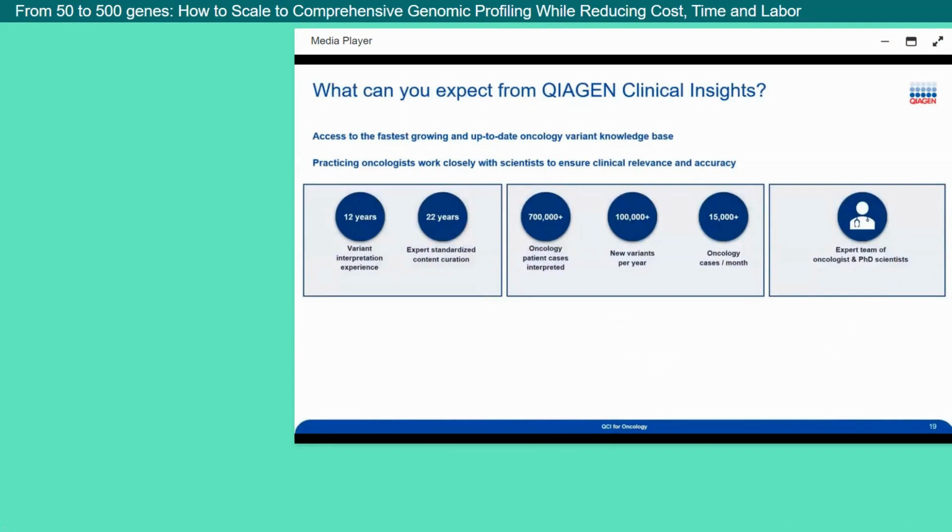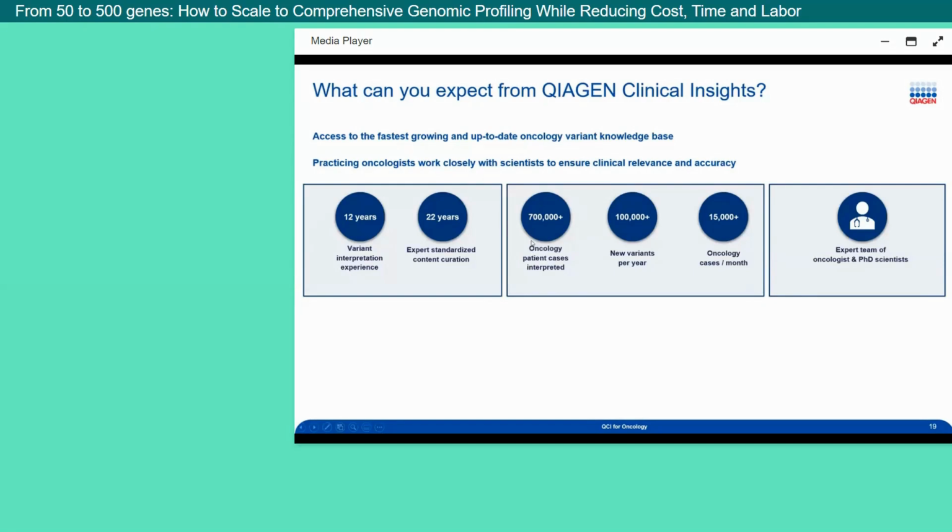So users of QCI Interpret One take advantage of over 20 years of expert curation of genomic and cancer-related literature aggregated in the QIAGEN knowledge base. And that is combined with over 10 years of performing somatic variant interpretations. And thus QCI provides your lab with access to the world's largest curated knowledge of biological and clinical variant and disease-specific information.